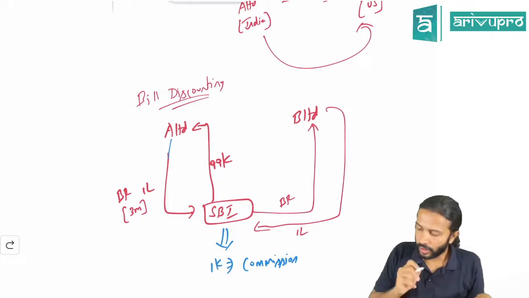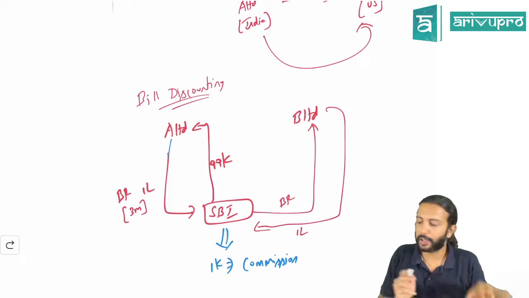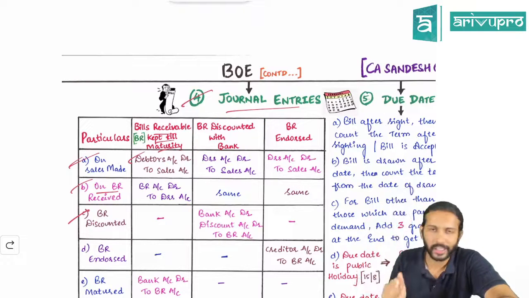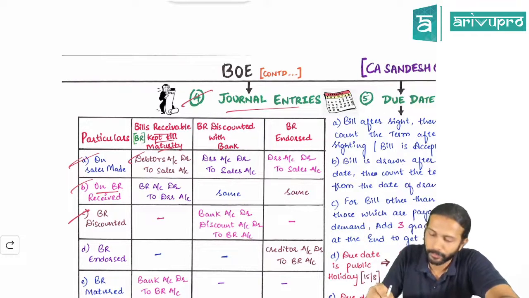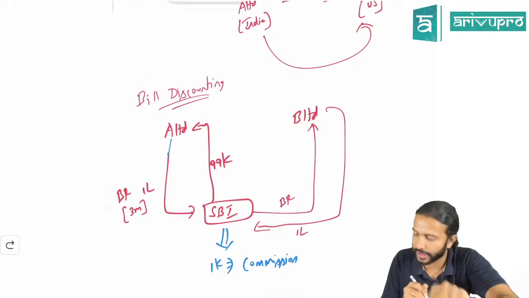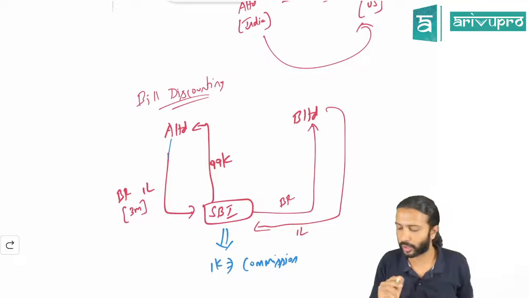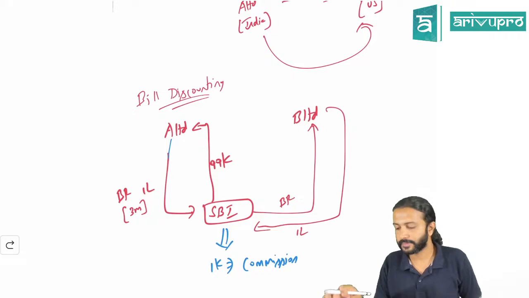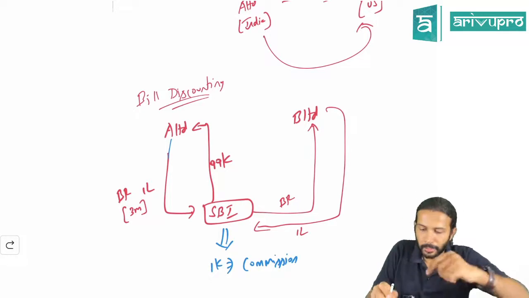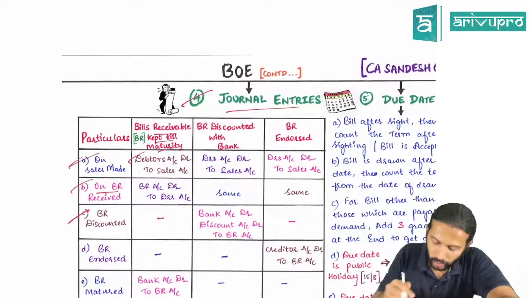Now for this particular portion we need to pass a journal entry. If the bill has been discounted, what journal entry we need to pass, we are looking at. Everybody got the bill discounting process? Not the journal entry, I will discuss that. The meaning of bill discounting, did everyone get it? Yes. Okay, let's come back to the chart and learn the entry now.